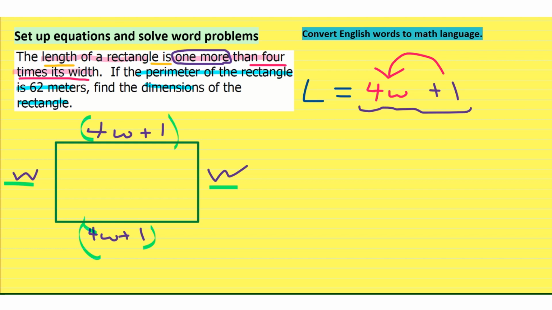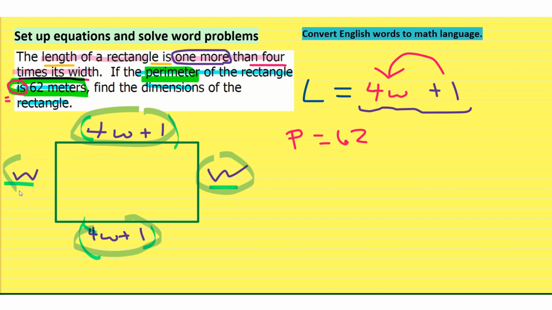However, they actually give us an additional piece of information right here. They give us the fact that the perimeter is actually equal to 62. Remember, the word is always means equals. So that means the perimeter is equal to 62. So if I'm adding up all of these, this length plus this width plus this length plus this width, that means all 4 of those things are also equal to a total of 62. So that's how we're going to set up our equation in order to solve it.